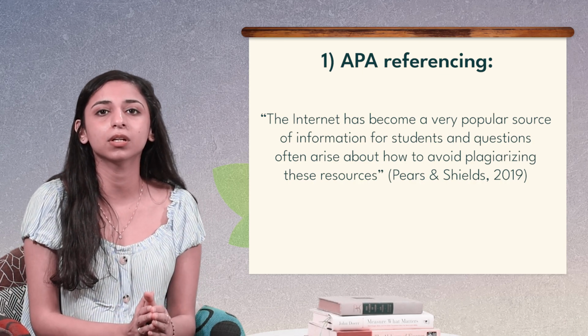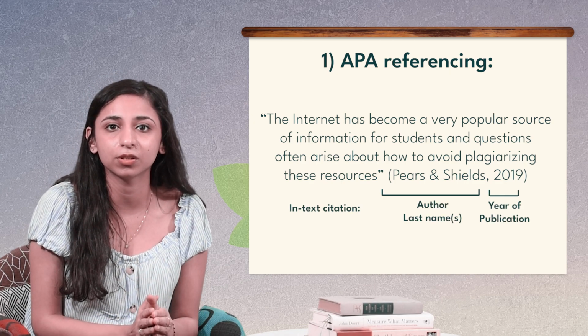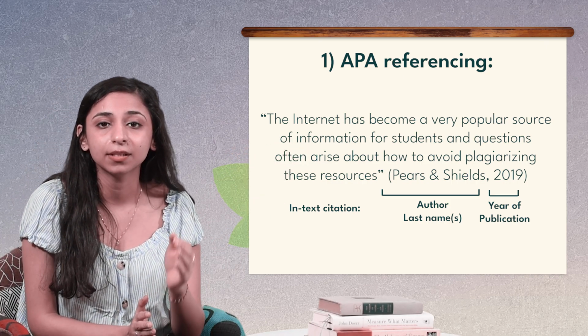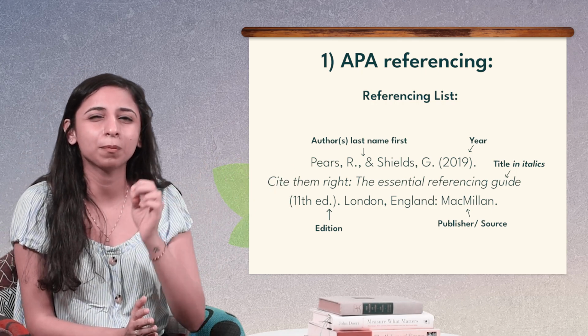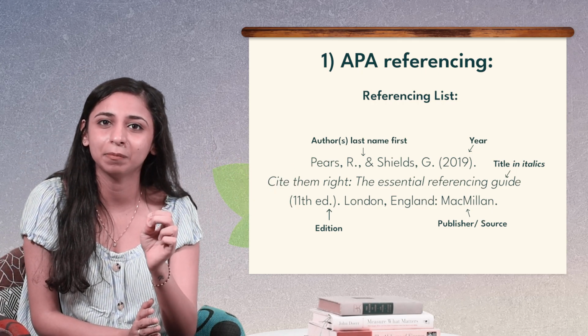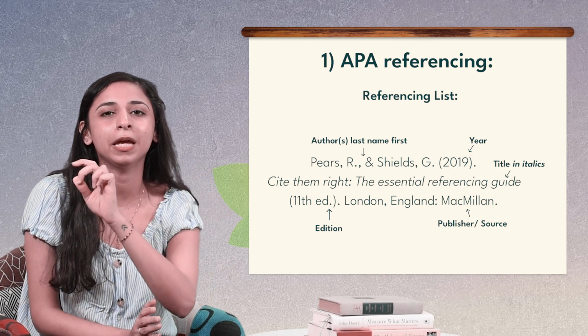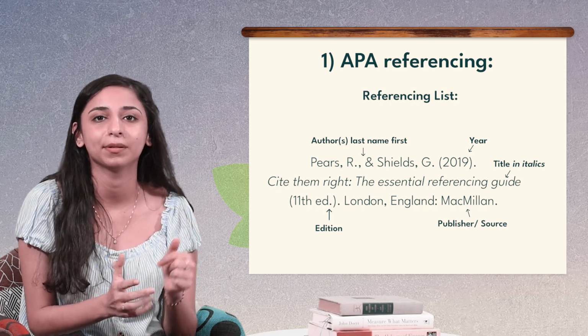This particular quotation has been taken from a book, and the in-text citation for this is Pearson and Shield 2019, whereas the referencing list for the same would be. One of the major things about referencing in APA is the commas and the question marks that come in between the referencing list. So make sure you pay attention to that.